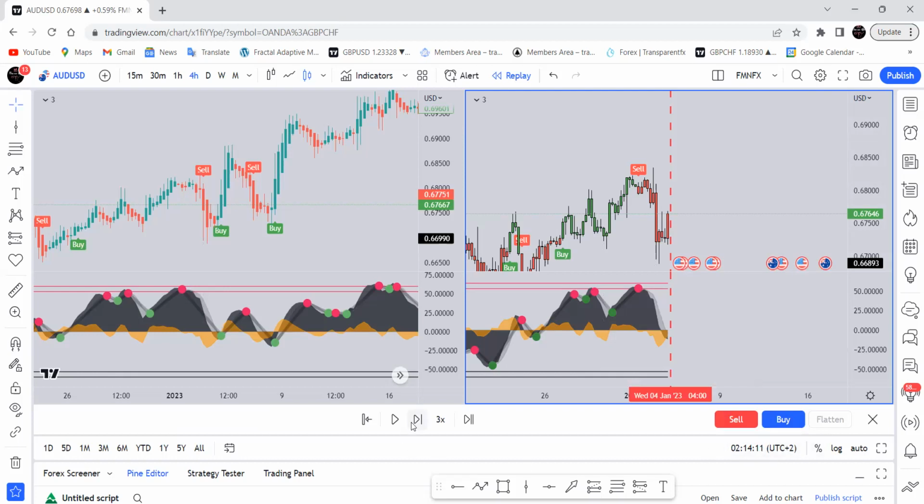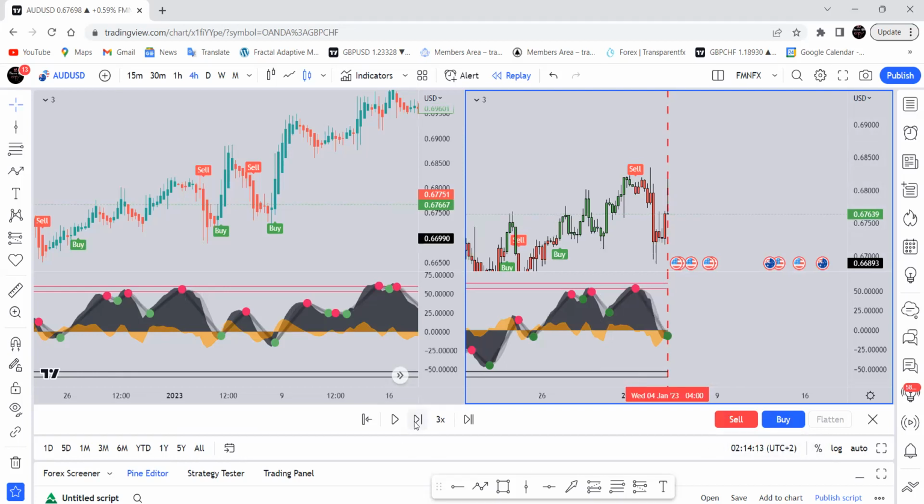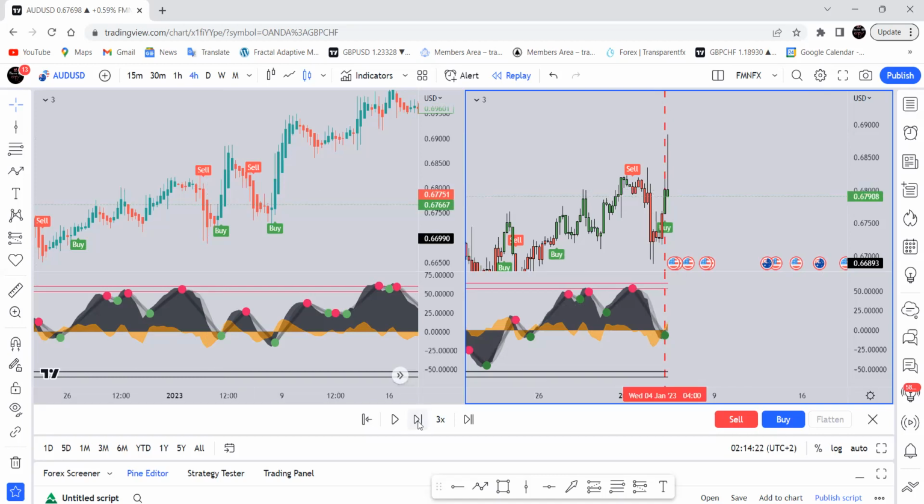Okay, I turned on the replay feature. Boom. Buy candle came in. Let's just say you hit buy. And obviously we know what happens. Boom. You get your money, get out.